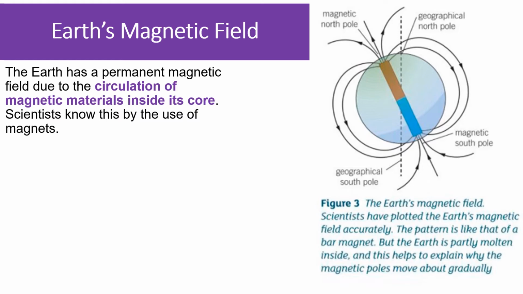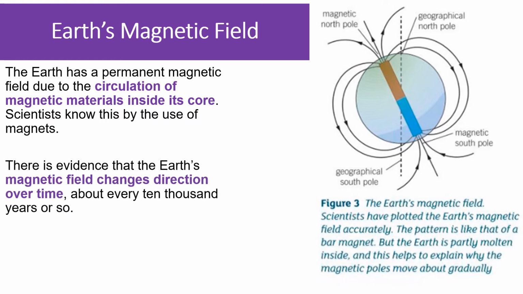So the fact that the Earth is turning very, very slowly, and inside our core of our Earth we have a core of iron and nickel. Those materials are magnetic and they are magnetized. There is evidence the Earth's magnetic field changes direction over time, about every 10,000 years or so. So it's not happening like every other evening or every 28 days like the moon cycle. It is over 10,000 years. So not within our lifetime, guys. So nothing to worry about there.